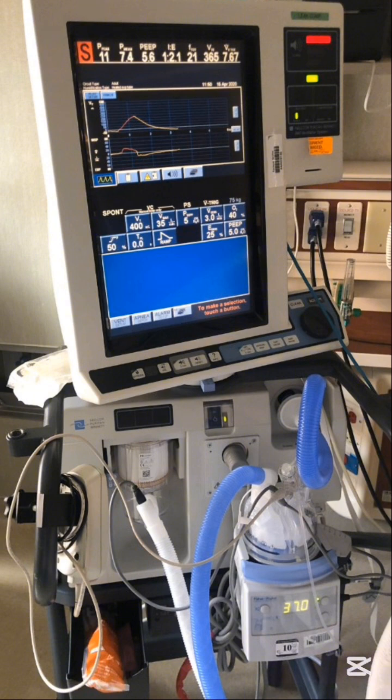So I think this is enough for you to understand when to put the patient on the mechanical ventilator.